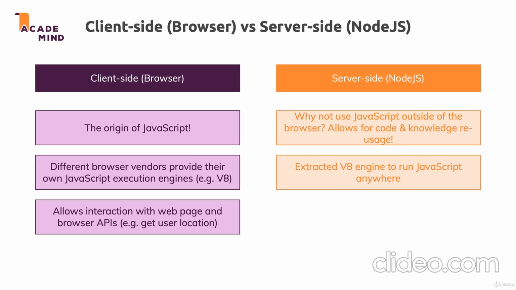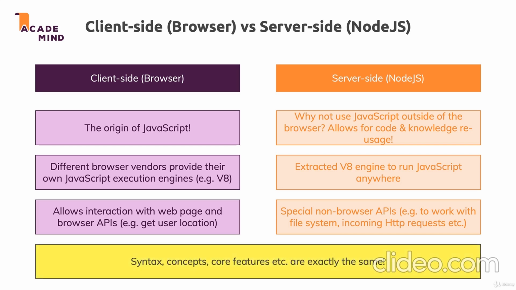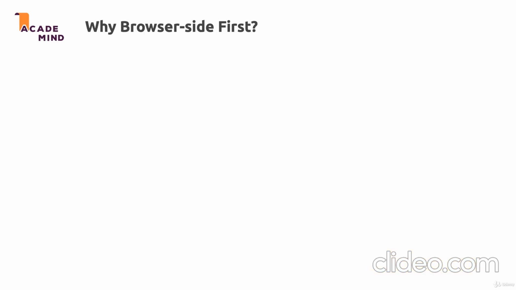And there you have special other features, other APIs you can tap in, for example, to work with the file system or handle incoming HTTP requests. Now, the syntax, concepts, and core features are exactly the same though. Therefore, what you learn in this course, where we primarily focus on the browser side, since it's simply also easier and more visual to use, are the same. What you learn in the browser applies to Node.js and other environments as well, as you will also see in the Node.js section. So that's why we start with the browser side.